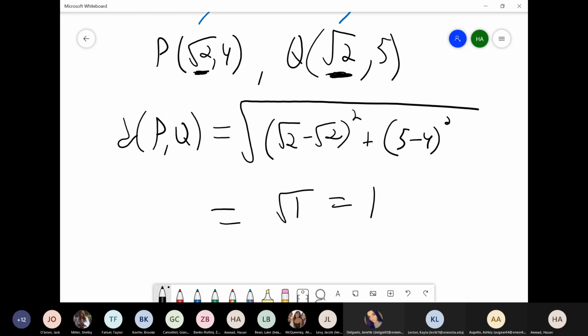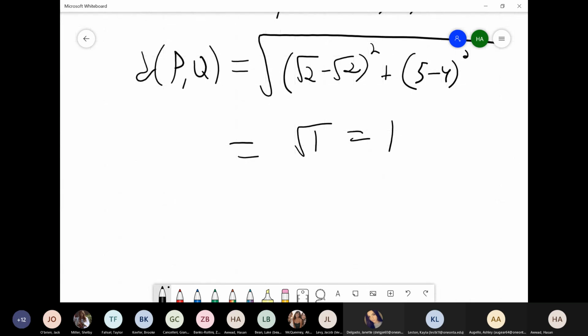And once again, we do not put plus or minus because for distance, when we're talking about length or distance, we only care about the positive value. You can't have a negative length, you can't have a negative distance, so we just talk about the positive value of the square root of 1, which is 1. And that's it.